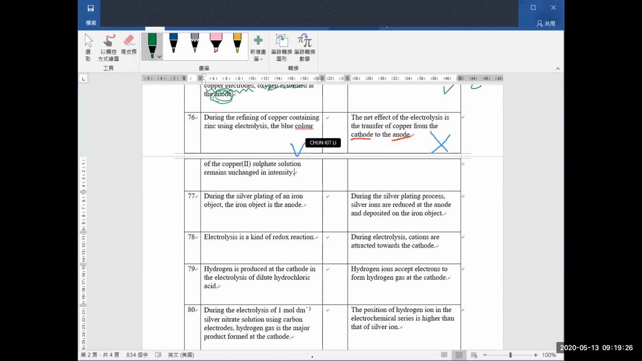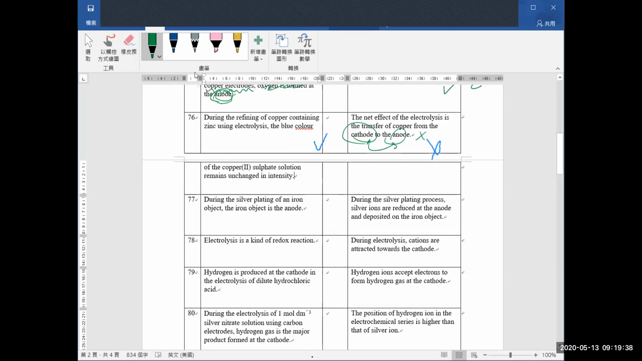First of all, the second statement, you find it is incorrect. It should be from anode to cathode, not from the cathode to anode. Right, these two positions are crossed, but how about this one? It's also a cross. How come it's not remains unchanged?